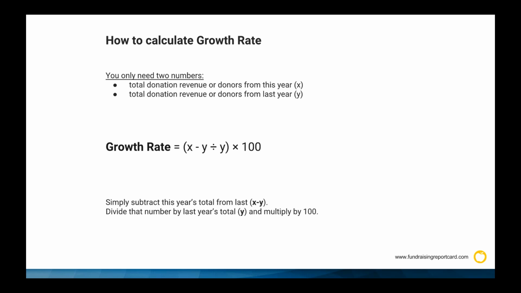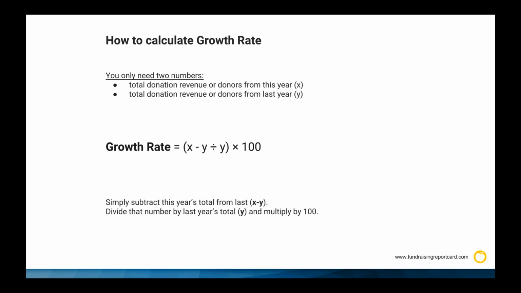So right now in this moment, you would take your 2016 total count of donors, subtract that from your 2015 total count of donors, divide by your 2015 total count of donors, multiply by 100, and you would have your 2016 donor growth rate.